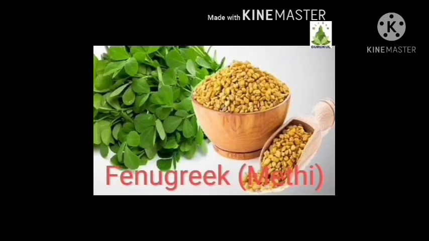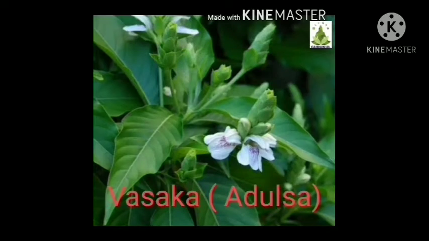Third one is fenugreek, which is also known as methi. Sprouted methi, we can eat as a vegetable. It is rich in vitamin K that makes your bones strong and is also good for the digestive system. Next is Vasaka leaves, which is also known as adulsa. The leaves of Vasaka help to produce digestive juice which helps in digestion. It also helps in purifying the blood. It is also used to treat the common cold, cough and flu symptoms.